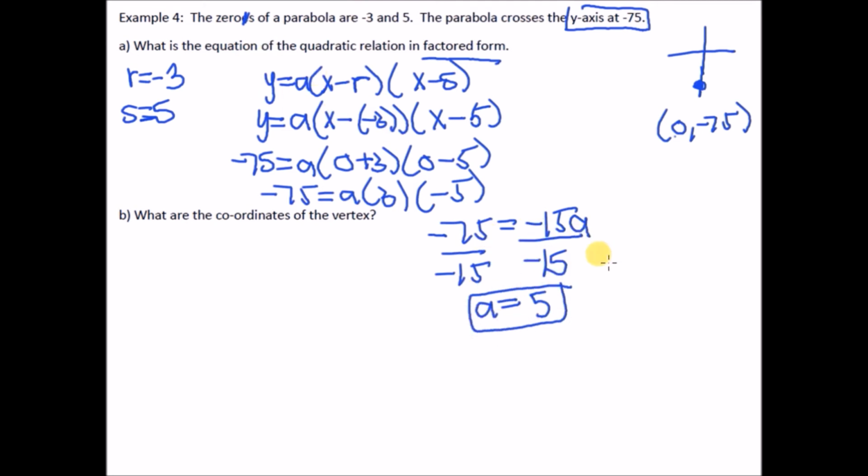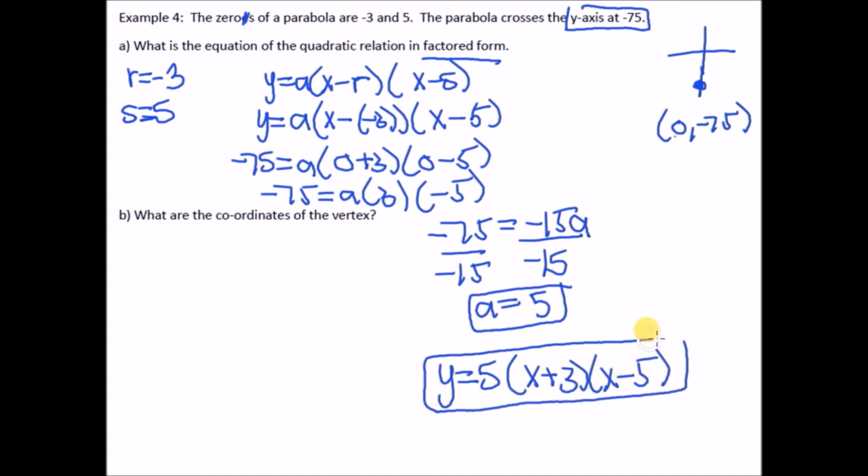Okay, so what's the equation? Let's say the equation is y equals, we have a, which is 5, (x + 3)(x - 5). That is our equation. And this is not the vertex, remember. So the vertex could be, let's see, 3 and 5. It's going to be somewhere over here, a little bit more.